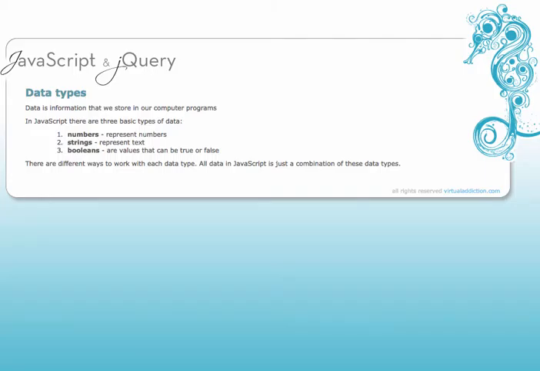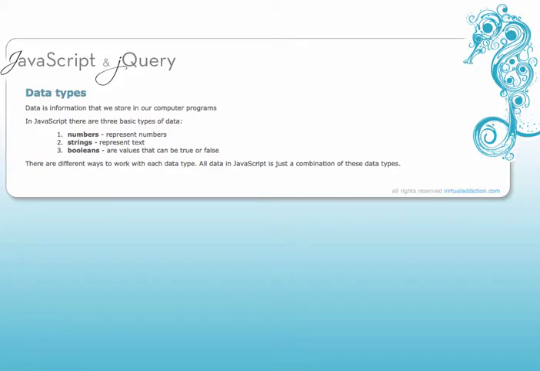When you program, it's all about manipulating data. But what is data really? Well, data is information that we store in our computer programs. For example, your name is a piece of data, and so is your age, the color of your hair, how many siblings you have, where you live, if you're male or female. All of these things are data.